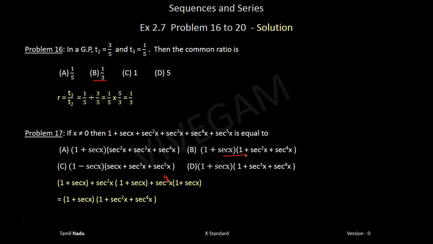Okay, so basically we need to take secant square x commonly out from these 2 terms and secant to the power of 4x commonly out from these 2 terms. So that is what this problem is all about, and simplifying it. Okay, right. Now let's go to problem 18.